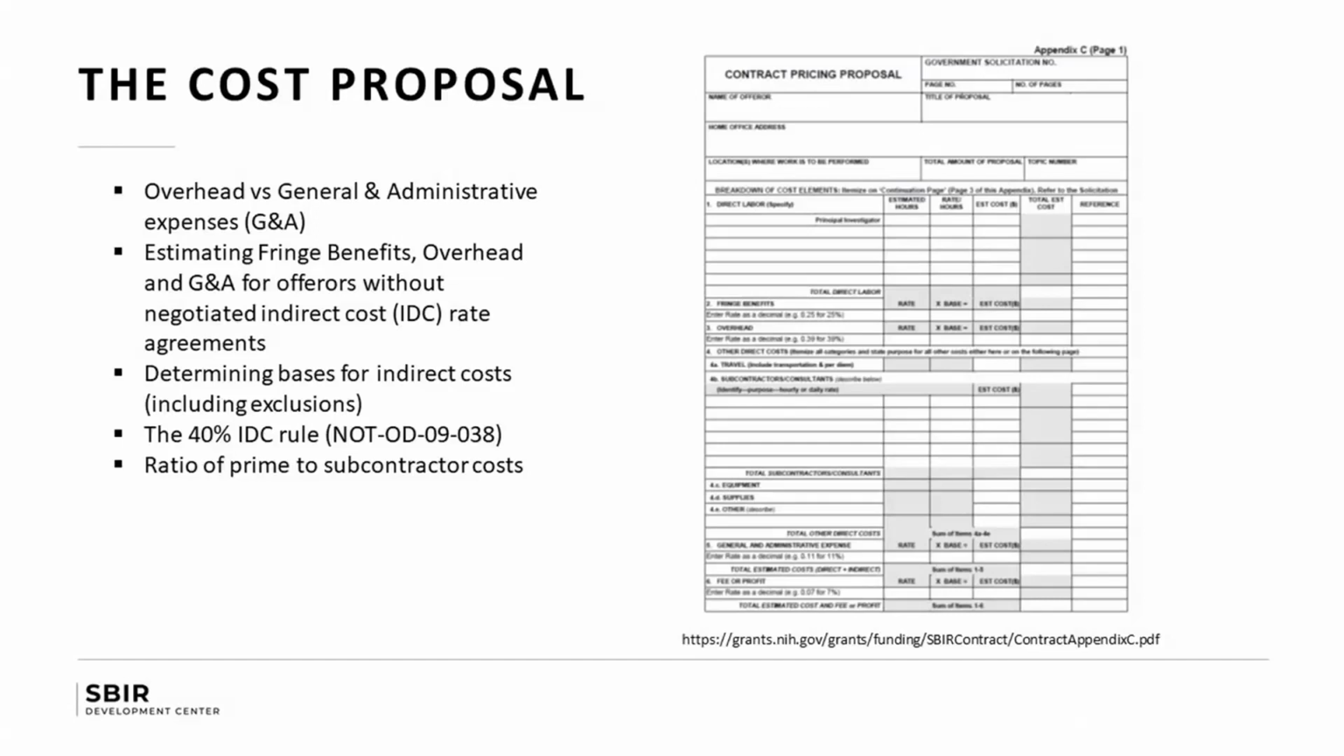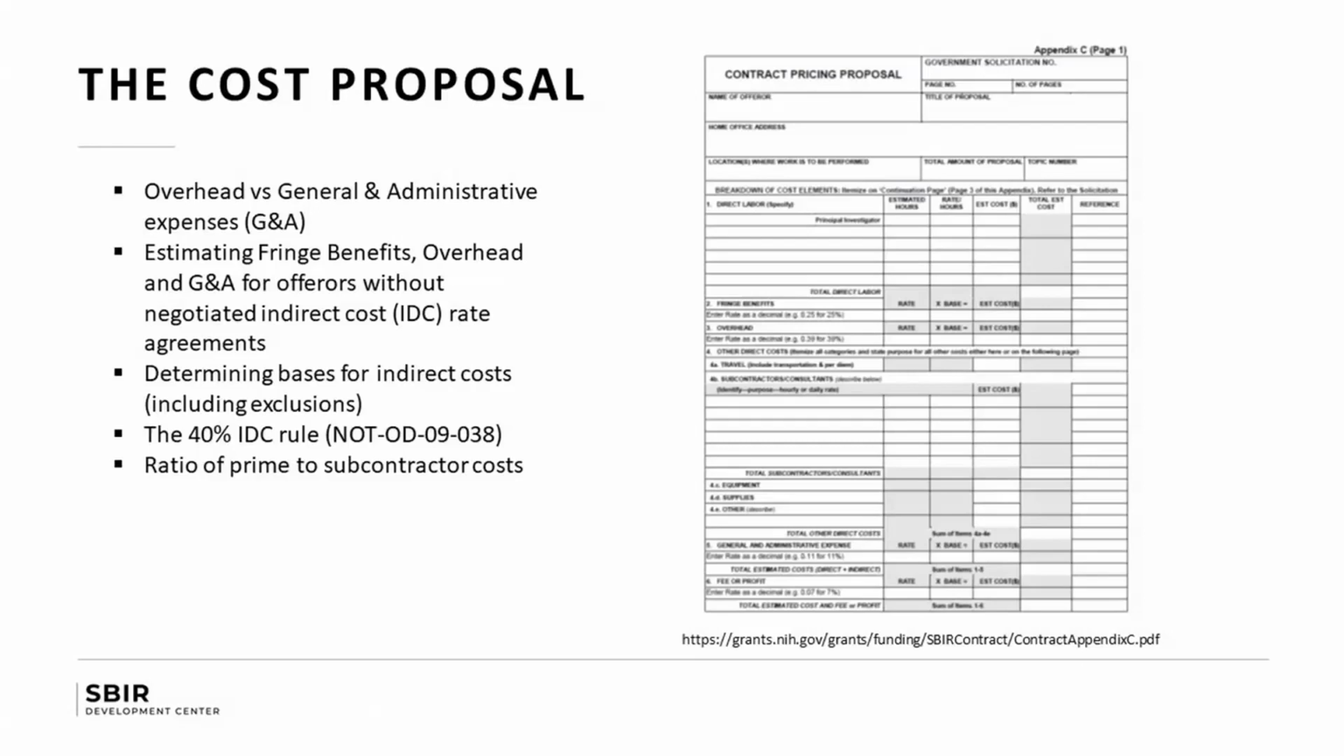In terms of G&A, it comes at the bottom there as item number 5. And you'll notice that it comes after other direct costs, which is item number 4 on the Appendix C page. Other direct costs includes things like travel, equipment, supplies, subcontractors, consultants, miscellaneous other direct costs. And there may be items that are included and excluded from G&A.